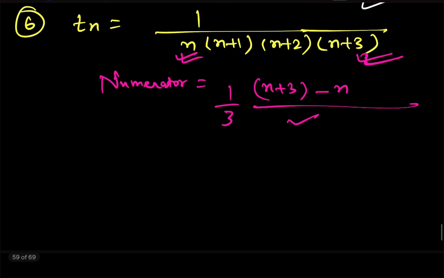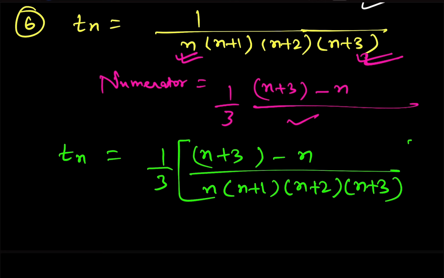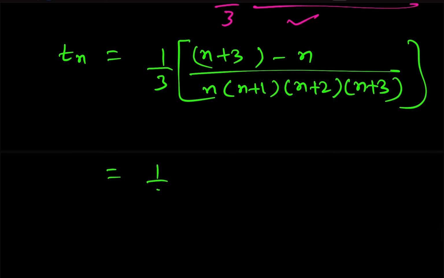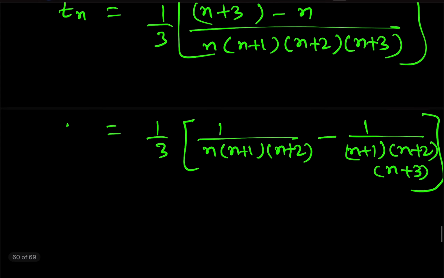Let's see what these changes make our nth term. The nth term will become 1 by 3, with numerator n plus 3 minus n, and denominator n into n plus 1 into n plus 2 into n plus 3. When you further split it, you will get 1 by 3 times: this n plus 3 will get cancelled with this n plus 3, so you get 1 over n into n plus 1 into n plus 2, minus, here your n will get cancelled, so you get 1 over n plus 1 into n plus 2 into n plus 3. So your nth term is this.